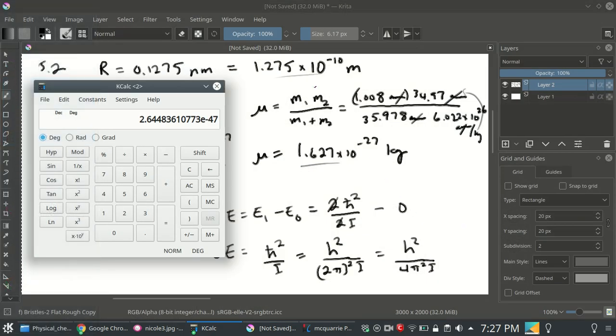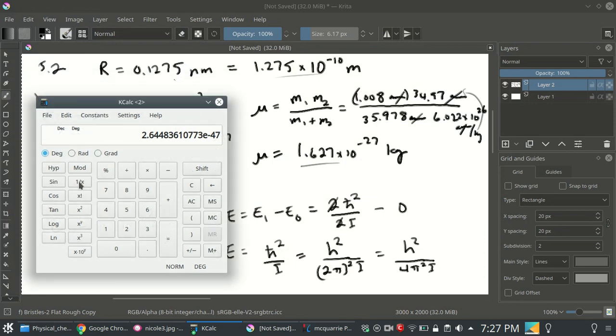Remember, what I have here in the calculator is the I, so I am going to put this on the denominator by using the 1 over x button. Now I'm going to multiply this by h squared, 6.626 E minus 34 squared, divided by 4, divided by pi squared. Okay, and this is what I get. This is the delta E that I get, this many joules.